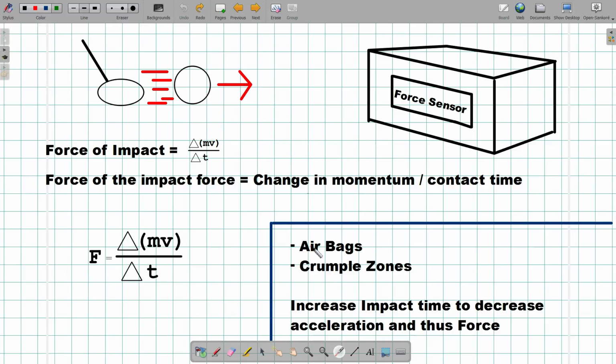And so the way this is applicable is in airbags in cars, for example, and crumple zones. So safety. This is a very important equation when you're trying to maximize the safety of something. So you can increase the impact time, the contact time basically, to decrease the acceleration and thus the force. So let's say you want to make an airbag.